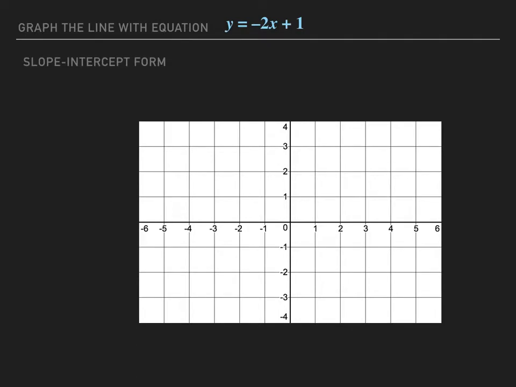This particular equation is a linear function because we have an x and a y where the x is to the first power. It is in the form y equals mx plus b, where b is the y-intercept. That is the point where the line crosses through the y-axis. In this case, the y-intercept is 1.